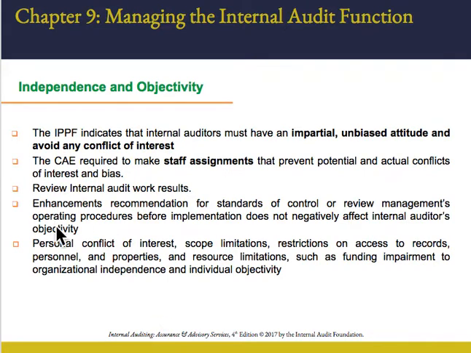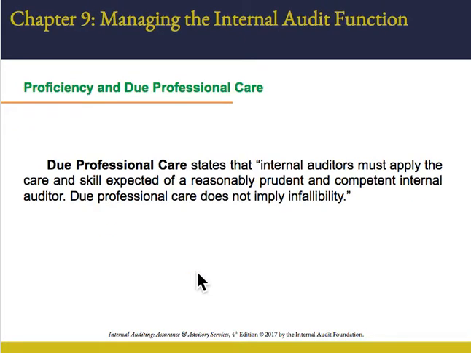There are also two points that are easy to comprehend that ensure independence and objectivity: proficiency and due professional care. Proficiency and due professional care are concepts that must be 100% comprehended by any accountant or any person that will go through either an internal audit job or an external audit job.